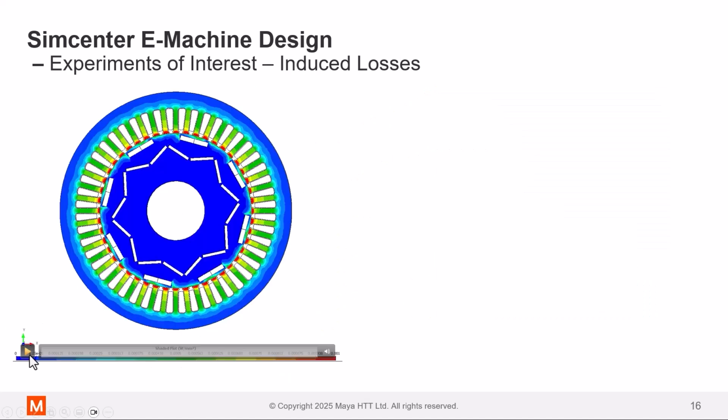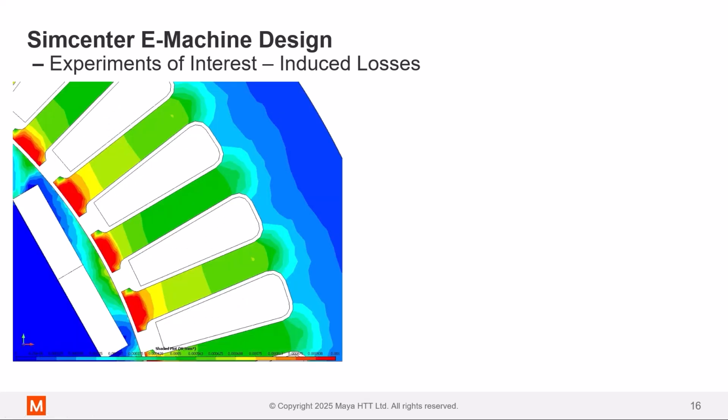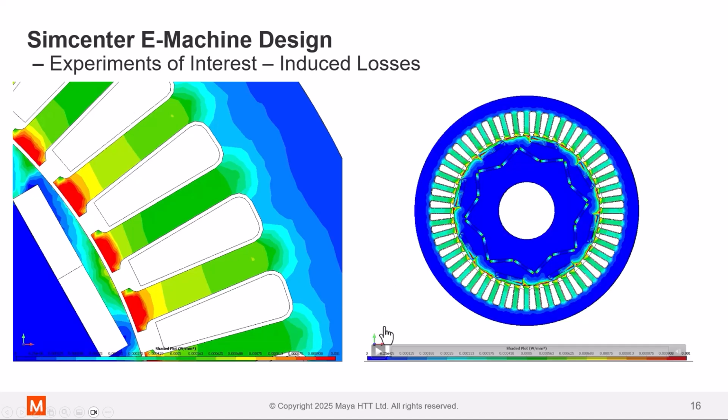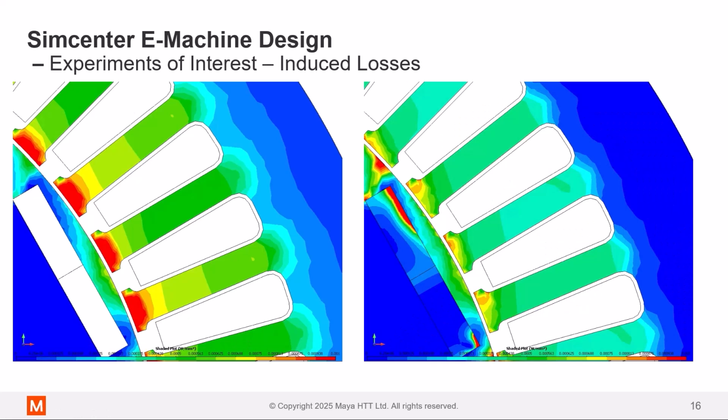Another really cool result of the FEM experiment is that you can review how losses are induced into each component. The first video showcases the time average hysteresis losses induced throughout the cross-section of the laminations. The second video shows the induced eddy current losses in each component, including those within each of the permanent magnets.